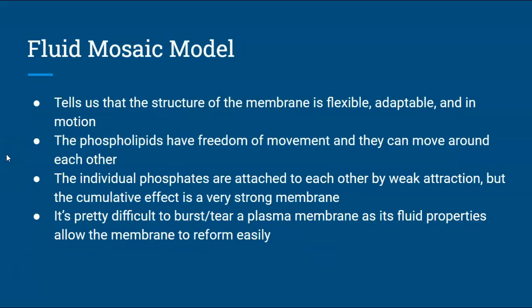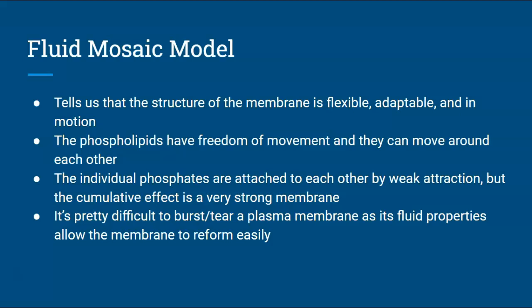When we refer to the cell membrane, it is in the way of a fluid mosaic model. Okay, this is the structure of the cell membrane, and what this means is that it's flexible, it's adaptable, and it's constantly in motion. So those phospholipids that we were just talking about, they have freedom of movement and they can move around each other. So it is not a fixed position, and it's not super stiff and structural.